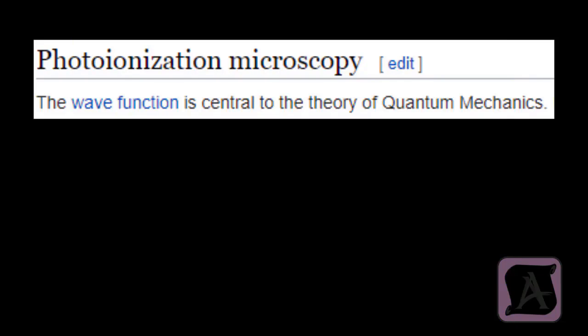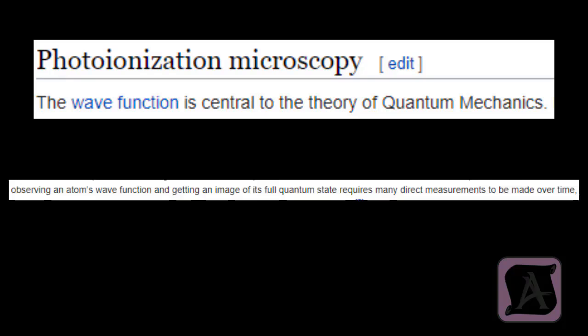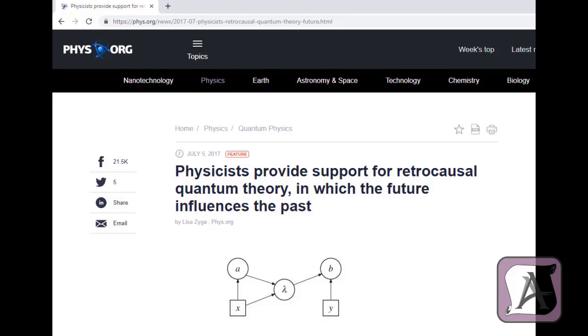In Wikipedia, the first thing it says about photoionization microscopy is, the wave function is central to the theory of quantum mechanics. It also says, observing an atom's wave function and getting an image of its full quantum state requires many direct measurements to be made over time. This is also an interesting article at Phys.org. Physicists provide support for retro-causal quantum theory in which the future influences the past.